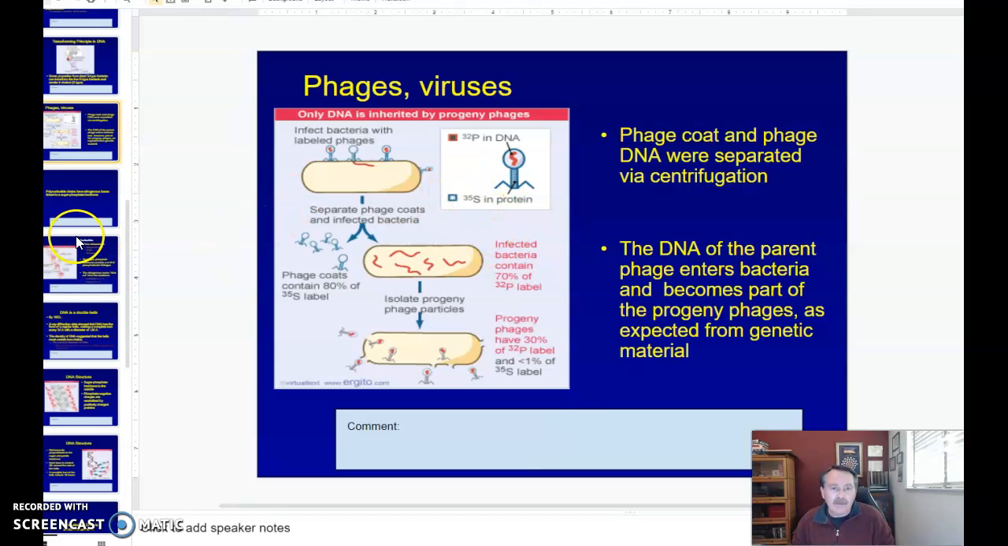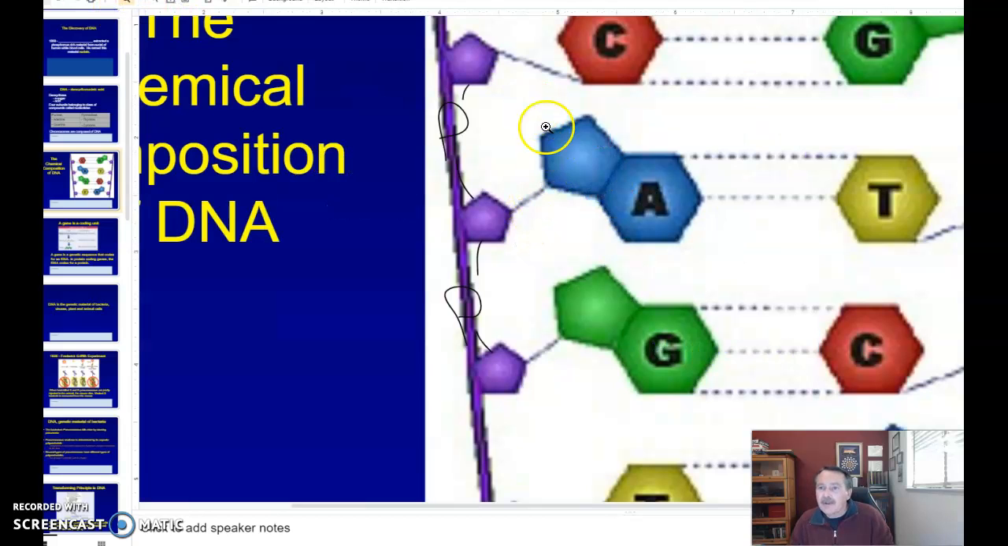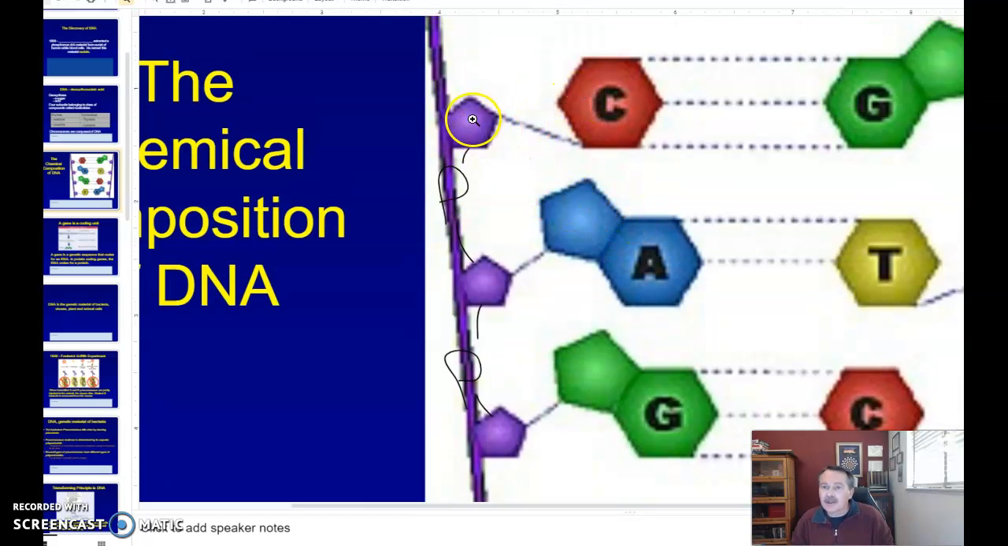And if I go back up here to this slide, yep. All right. So there we go. If you can see here, I've got a sugar binding to a phosphate, binding to a sugar, binding to a phosphate. This is the DNA backbone. So the backbone consists of phosphates and sugars. And what they did was remove these phosphates and substitute in a radioactive phosphate, which was, I think, ingenious.